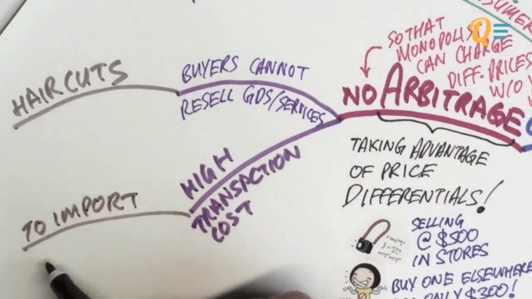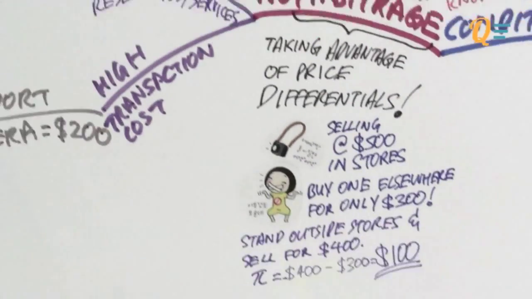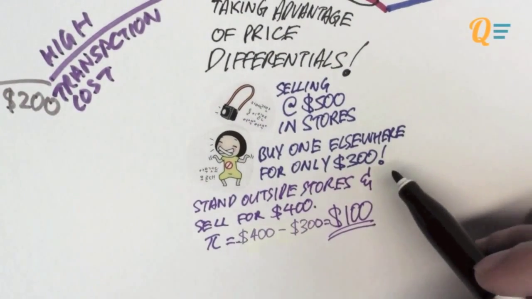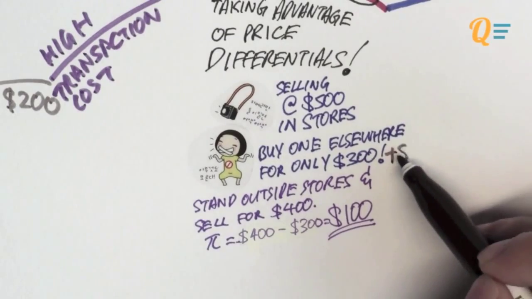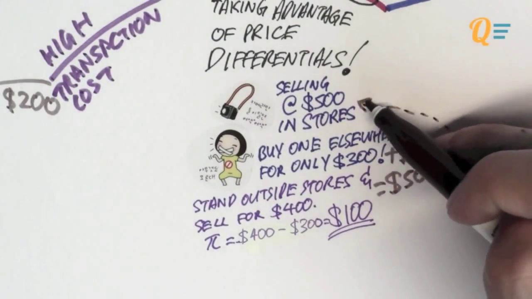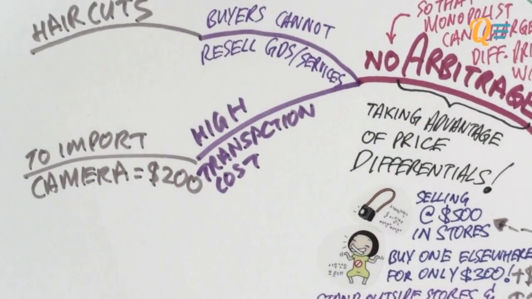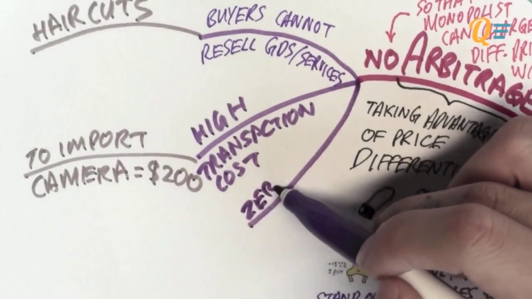The second condition for no arbitrage could be maybe high transaction cost. So think about it. If it's going to cost you $200 to import this camera, do you think you can be making any arbitrage profits out of this? Now you have to add $200 to the price at which you bought the camera, and that makes your total cost $500. So do you think you'll be able to sell lower than $500? No. People would rather buy from the stores than buy from you if you were just to charge $1 more expensive.